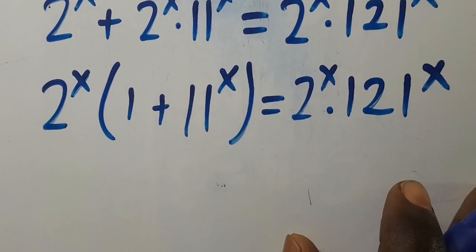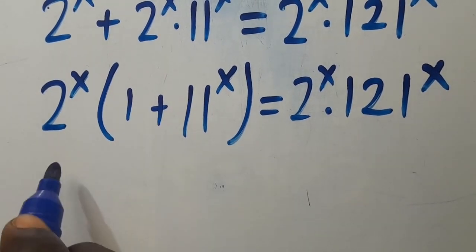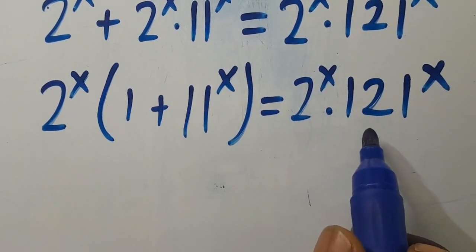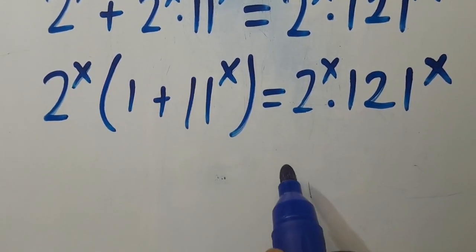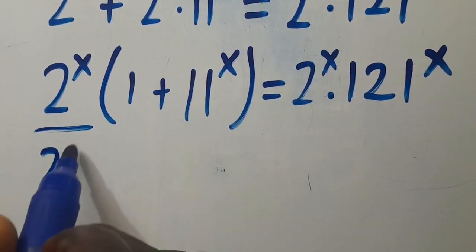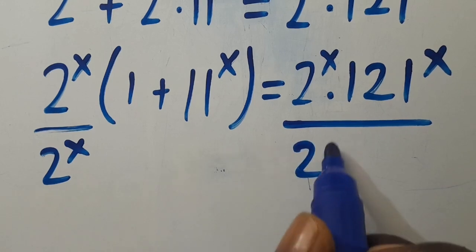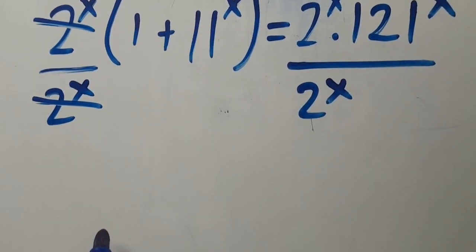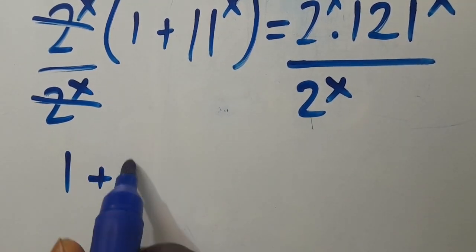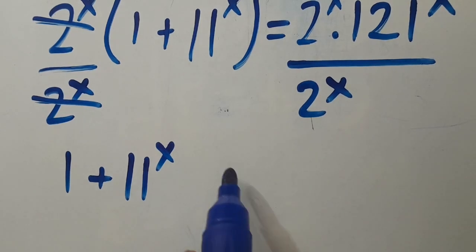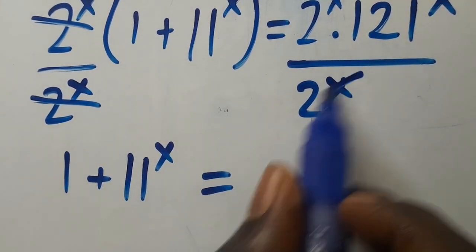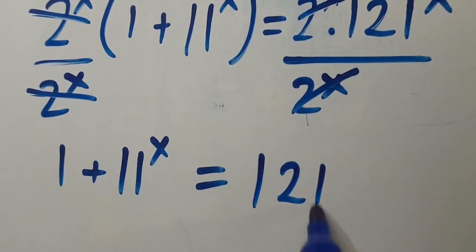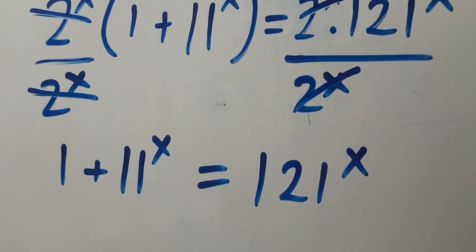Now, it is obvious that we have 2 to the power of x at the left hand side and 2 to the power of x at the right hand side. So we can divide through by this. So here, this and this we cancel. So we are going to have 1 plus 11 to the power of x equals, this and this we cancel. We only have 121 to the power of x.